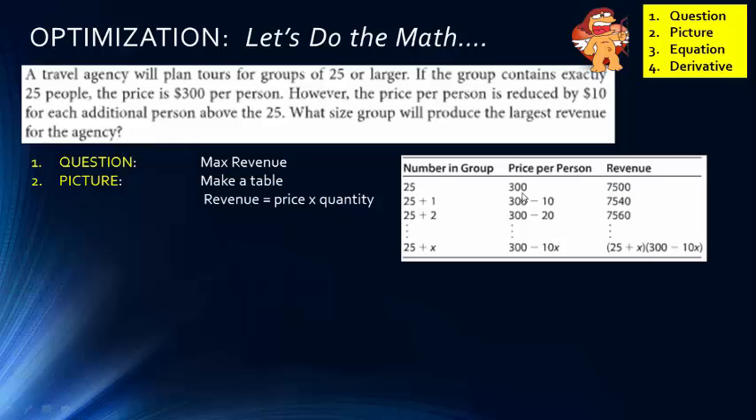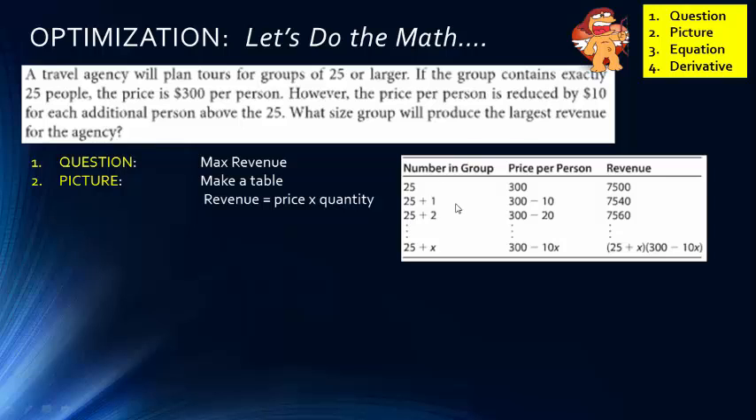Now, it's also important not to write 26, but to write an additional person. It's even giving you the math, add a person. So the first number in the group, the price per person is 300, revenue 7,500. If I add a person, and the reason I'm writing +1 is what I'm trying to do is get down to an equation. Remember, the next step of this is to get an equation.